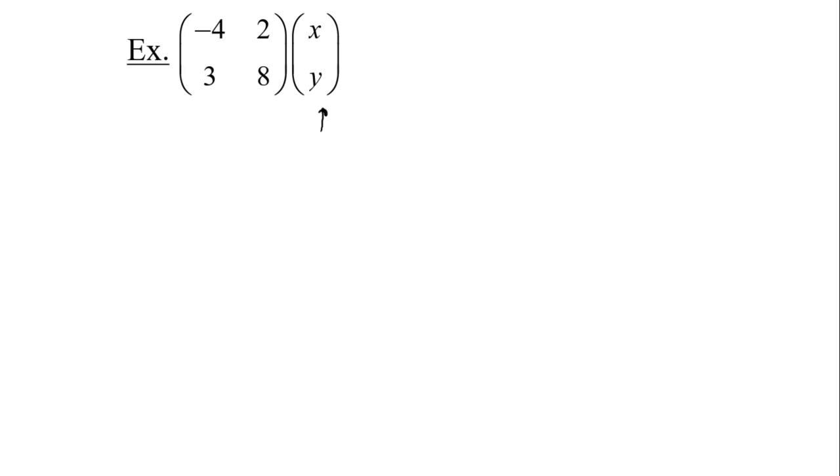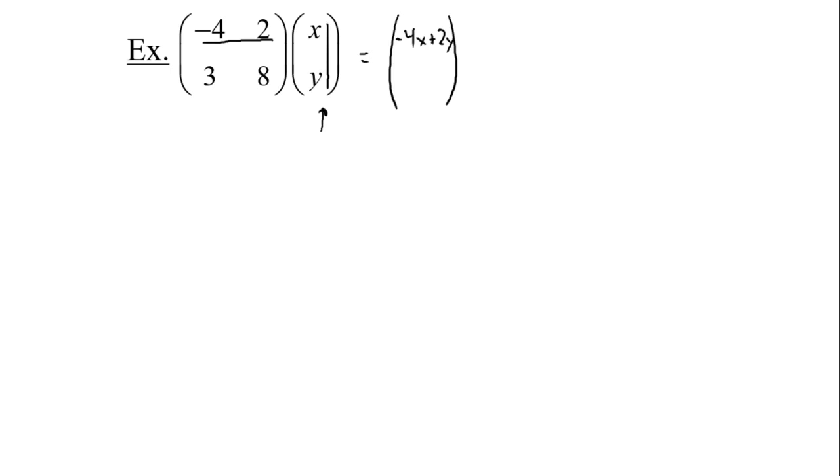If I want to multiply a matrix times a vector, the result is going to be a new vector. So it's still going to be made up of two pieces, a top and a bottom. And to figure out what goes into those two parts, it's basically about the dot product. Take my first row and dot it with a vector. So -4 times x plus 2 times y, right? Dot product means multiply and then add the results.